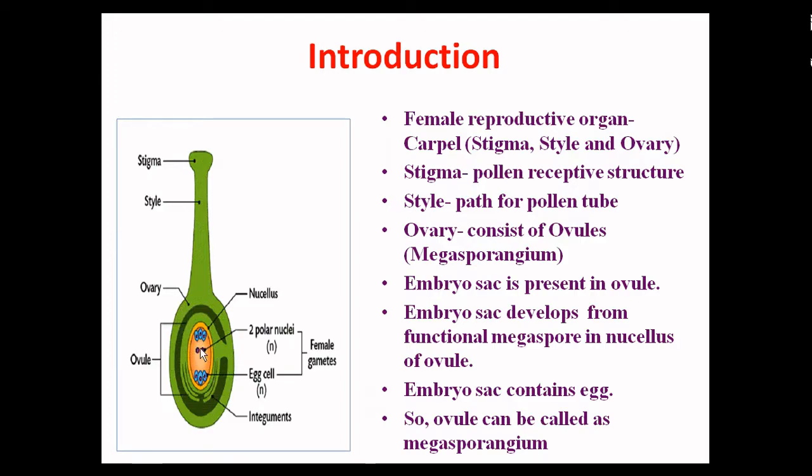The ovules consist of the embryo sac, and the embryo sac basically develops from the functional megaspore in the nucellus of the ovule. Besides that, the embryo sac contains the egg cell, which is the female gamete. So ovules can be called a megasporangium.